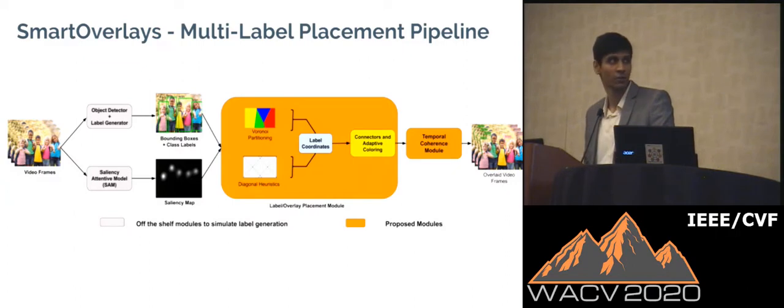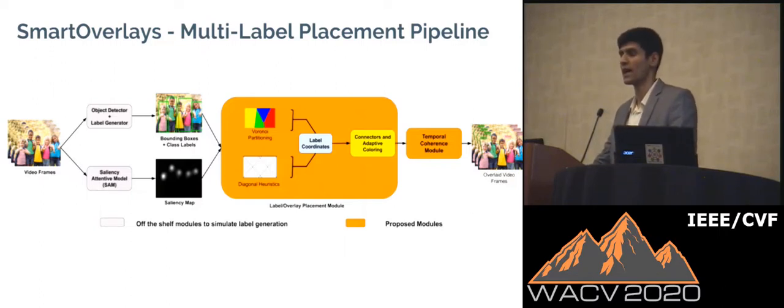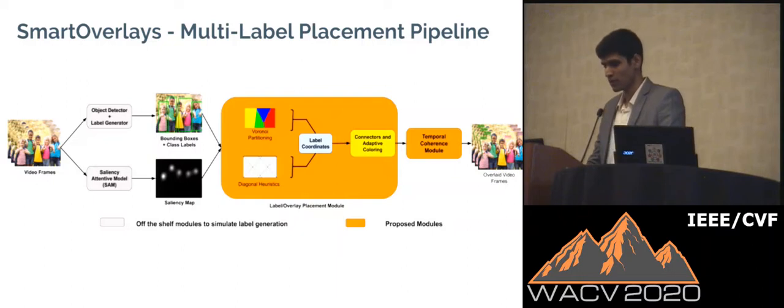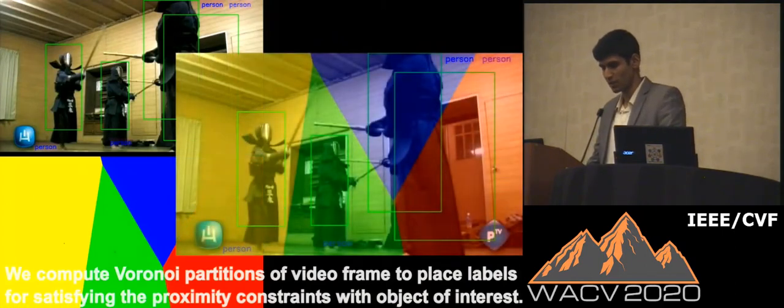So now let's have a look at the pipeline. We take video frames as input to our pipeline, which are simultaneously passed to the object detector and the saliency attention module. The object detector produces bounding boxes and class labels, thus creating object-label correspondences. The saliency attention module computes saliency maps for each frame of the video. In the overlay module, we compute the overlay position for each label in the frame based on the object-label correspondences and saliency maps. Finally, we also use a temporal coherence module to obtain the final labels.